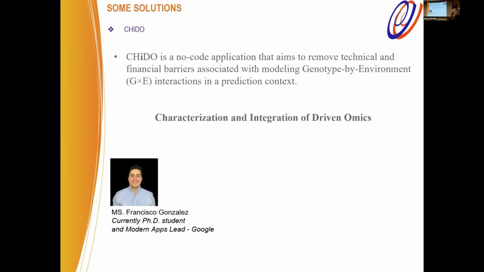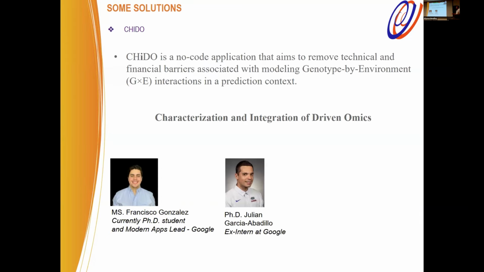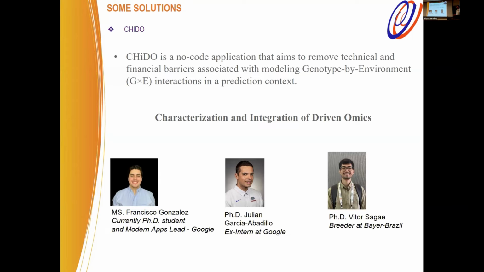And this software was initially developed by a couple of students. Francisco Gonzalez was a student with me. During the day, he was a student. At night, he was a model lead at Google North America. So I thought he might know a little bit about programming, and we took advantage of his skills. The second one was William Garcia Vadillo, an ex-intern at Google. He was helping a lot developing the initial phase and still keeps developing. And finally, we have Victor Segues, a visiting scholar from Brazil, now a breeder back in Brazil, working with soybean. So he took Chido to the next stage.